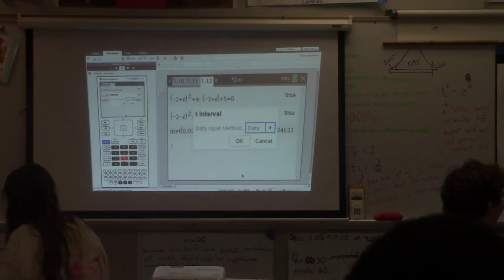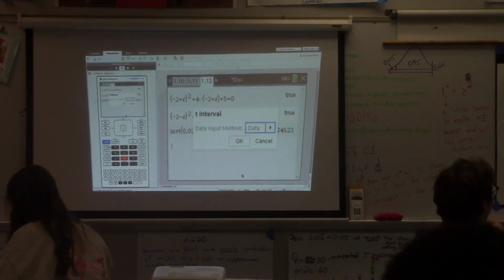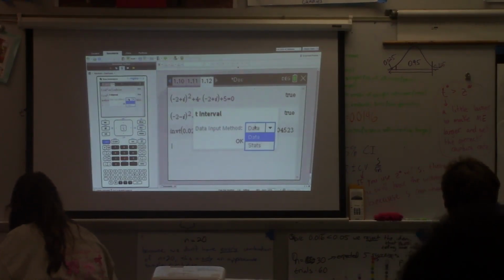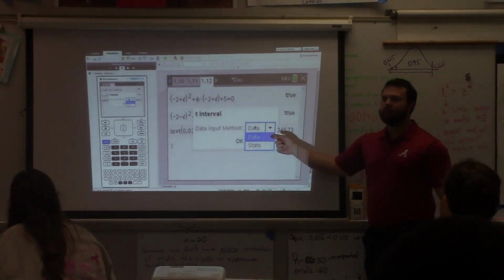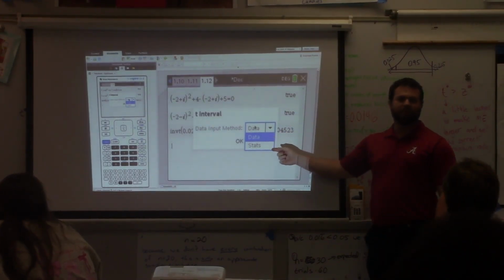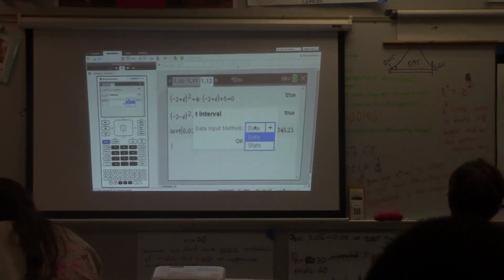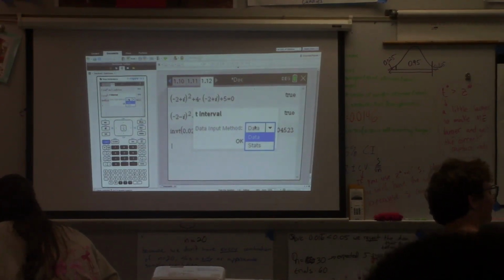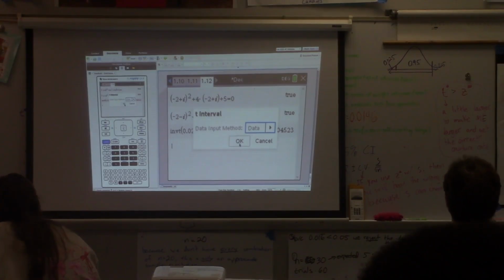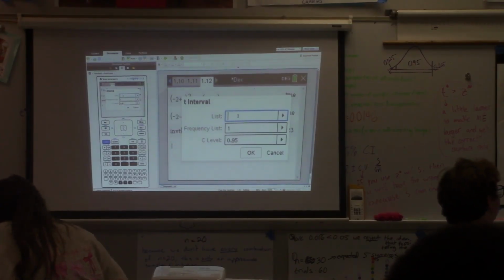Okay, so this is what you need to be aware of. This is the question you have to ask yourself. Pause for a second, I need you to think about this. Do you have raw data or do you have statistics? If you have raw data, the individual data values, you can just use that variable. Notice if I hit data, it asks for a list from the list and spreadsheets page. So you can just type out the variable.